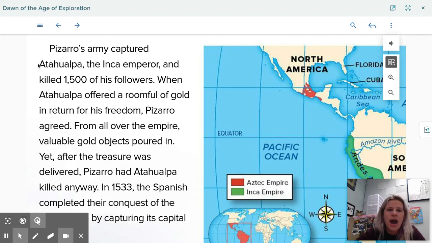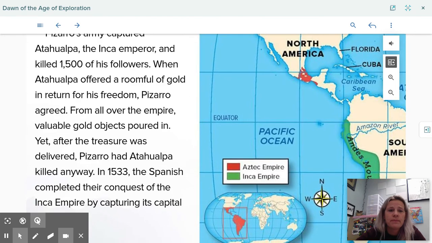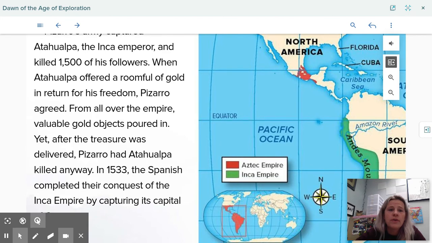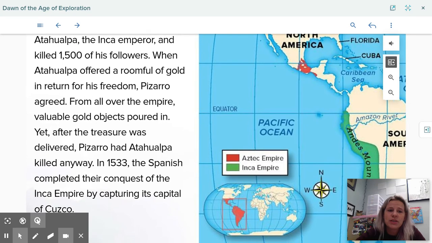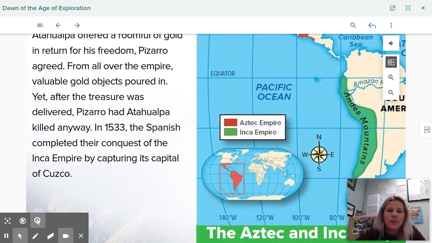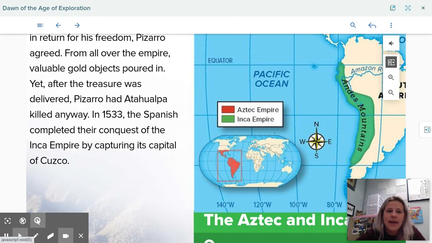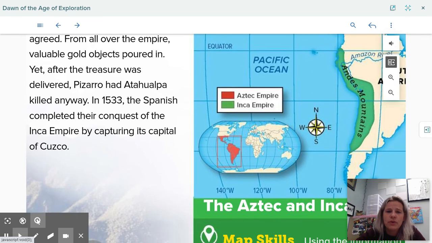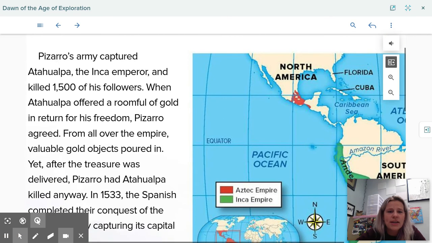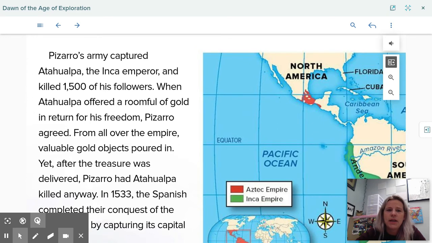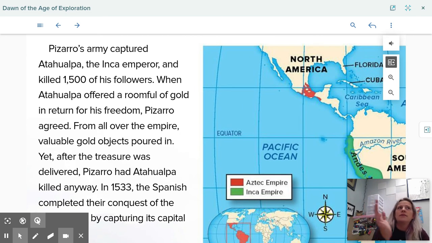Pizarro's army captured Atahualpa, the Inca emperor, and killed 1,500 of his followers. When Atahualpa offered a roomful of gold in return for his freedom, Pizarro agreed. From all over the empire, valuable gold objects poured in. Yet, after the treasure was delivered, Pizarro had Atahualpa killed anyway. In 1533, the Spanish completed their conquest of the Inca Empire by capturing its capital of Cusco. So, again, not a great thing that happened between the Europeans and the natives.